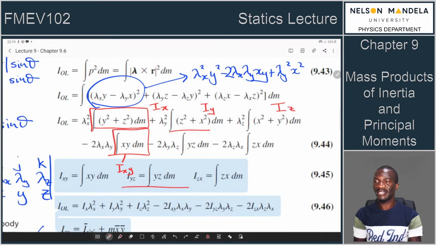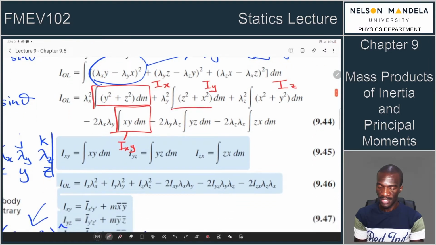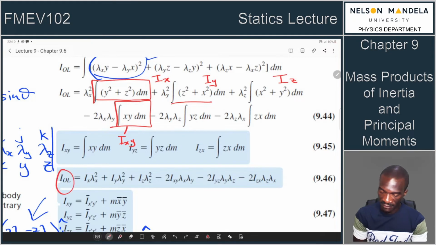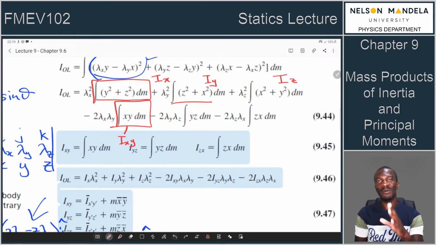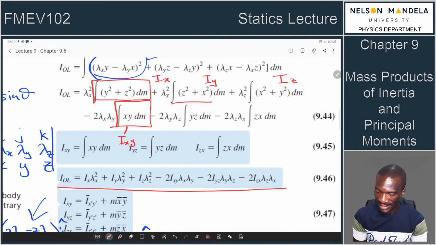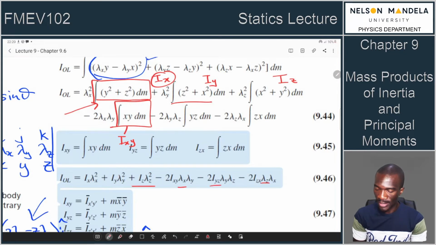Likewise, Iyz is the integral of yz dm, and so on and so forth. So therefore, in terms of the Ixy, Ixz, Iyz terms, our equation for the mass moment of inertia about that OL axis can now be rewritten such that we replace this term with an Ix. So therefore, lambda x squared now has a coefficient Ix. Lambda y squared now has a coefficient Iy. There we have it, and so on and so forth.